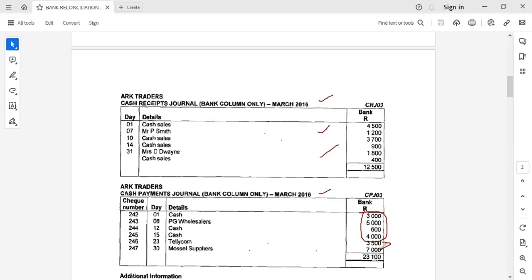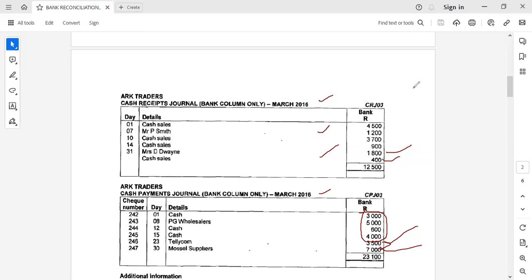Outstanding checks. So the items that we found here in the CRJ, that is number 1, number 2, number 3, and number 4, which are in our CRJ and CPJ, but not on the bank statement, will go to the bank reconciliation statement.